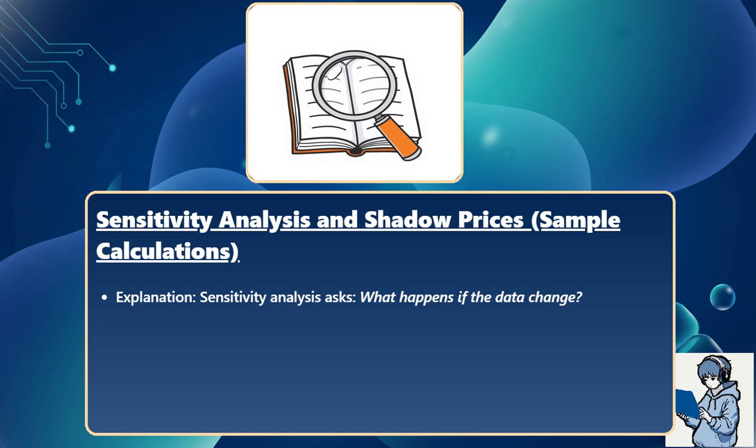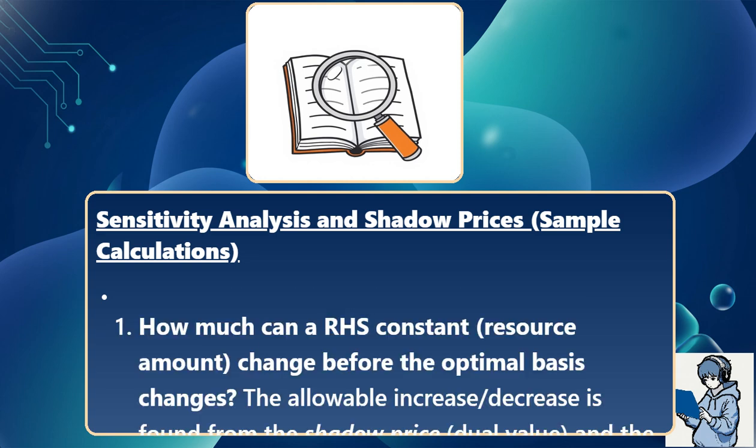Explanation: sensitivity analysis asks, what happens if the data change? After solving an LP, you can answer 2 common questions. Number 1, how much can a right-hand side constant, a resource amount, change before the optimal basis changes? The allowable increase or decrease is found from the shadow price, dual value, and the range of feasibility.